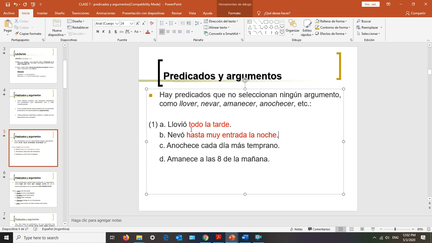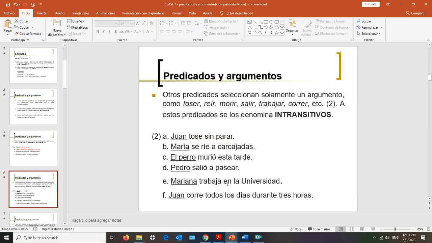But semantically speaking, just considering the Spanish system in this case, the predicates llover and nevar select for nothing else but themselves in order for them to be in a grammatical sentence. Now, there are intransitive verbs, such as toser, reír, morir, salir, trabajar, correr. Intransitive here, we're not making the distinction between there being agentive or not. We're simply using the very first label associated with these verbs, which is intransitive.